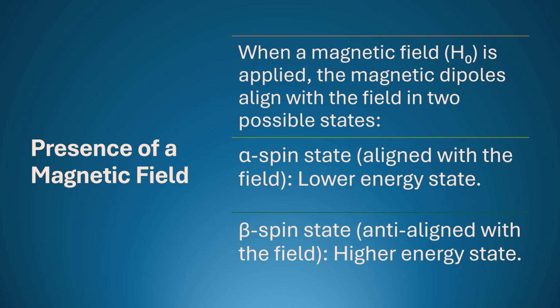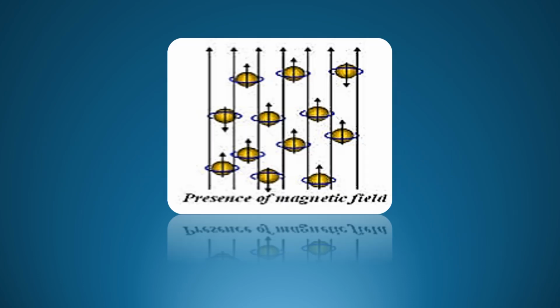...which states that more nuclei will occupy the lower energy state than the higher energy state. This energy difference is crucial for NMR spectroscopy, as transitions between these states produce the signals we detect in an NMR experiment. The stronger the applied magnetic field, the greater the separation between these energy levels, leading to enhanced signal detection. When an external magnetic field is applied, the magnetic dipoles of the nuclei align with the field.